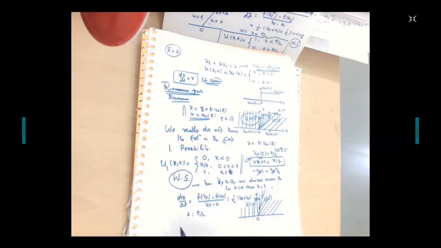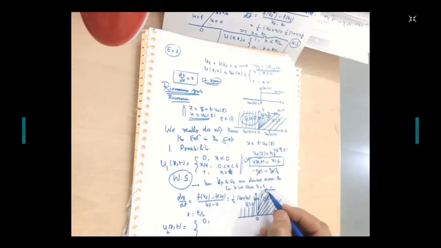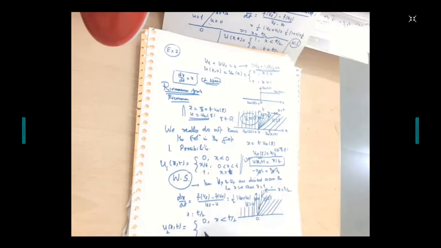So here you see the solution at any time t, I call it u2. u2 is, on the left, 0. What is the equation of the discontinuity? x is equal to t by 2. So when x is less than t by 2, it is 0. In this region, what happens? u is equal to 1 when x is greater than t by 2.